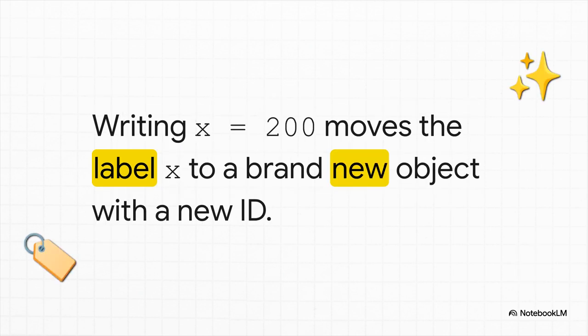So then, what happens when we write x = 200? Are we opening up a box and swapping out the number? No way. Instead, Python creates a brand new integer object, 200, with its own different ID. Then it just peels the x label off the old 100 object and sticks it onto this new 200 object. The original 100 is now just sitting there, unlabeled by x.